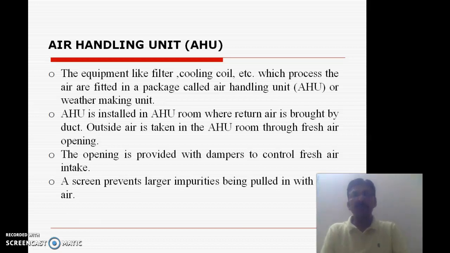So this air handling unit, AHU, you already studied that the equipment like filter, cooling coil, etc., which process the air are fitted in a package called air handling unit or weather making unit. So AHU is installed in AHU room where return air is brought by duct. Outside air is taken in AHU room through fresh air opening. The opening is provided with dampers to control fresh air intake. A screen prevents larger impurity being pulled in with fresh air.